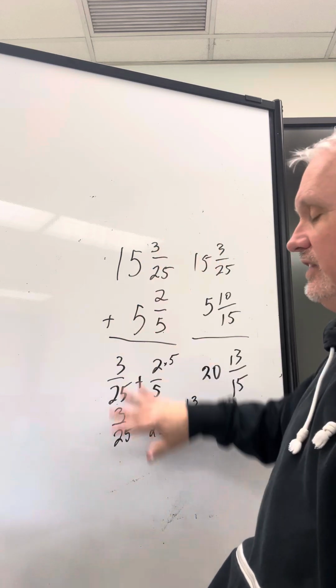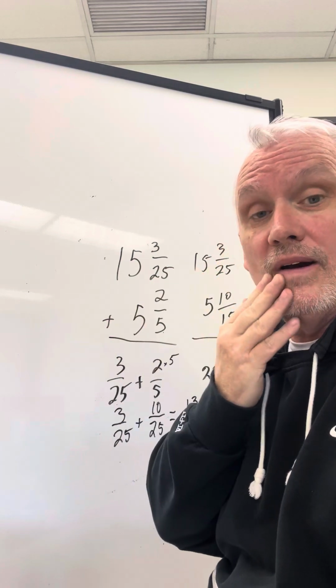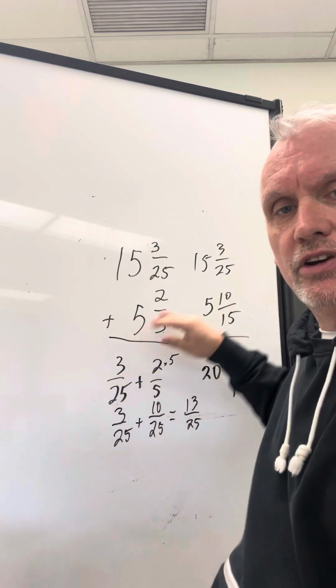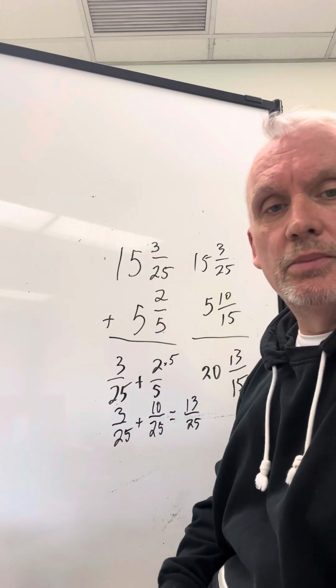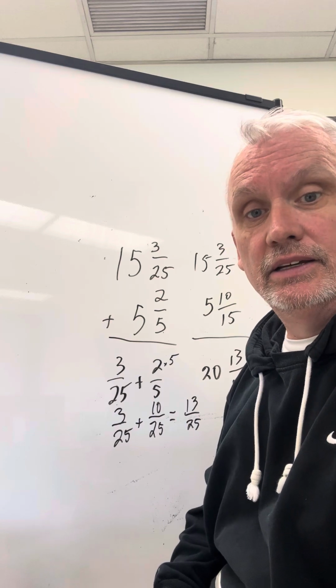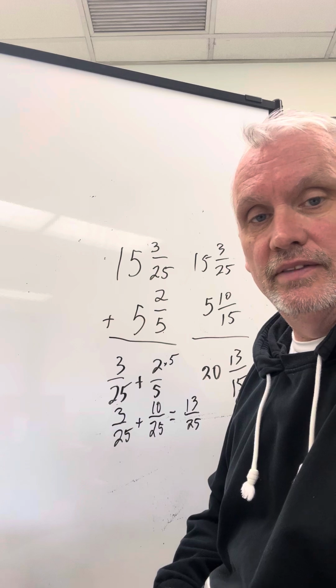So now you can see that when I'm multiplying and dividing mixed numbers, change them to improper. If you're doing addition with mixed numbers, just look at the fractions and see if you can add those correctly, which in this case you can, which is 20 and 13/25.